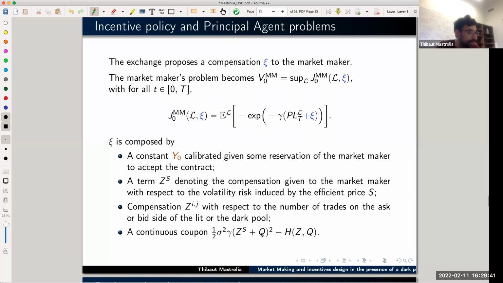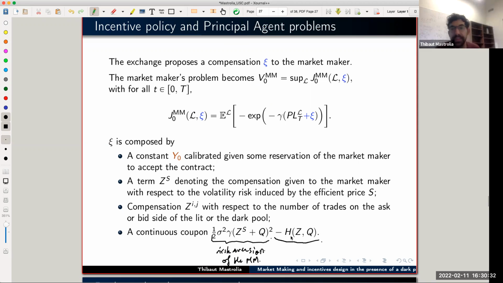So here you see that Z^S and Q are uncertain for the market maker, because Z^S depends on S and Q is the inventory of the market maker. And the quadratic variation of the Brownian motion, remember my price S was sigma times the Brownian motion, so the quadratic variation is somehow sigma squared here. You take just 1/2 of this term, which is weighted by the risk aversion of the market maker. And so this is a compensation with respect to the risk aversion of the market maker.